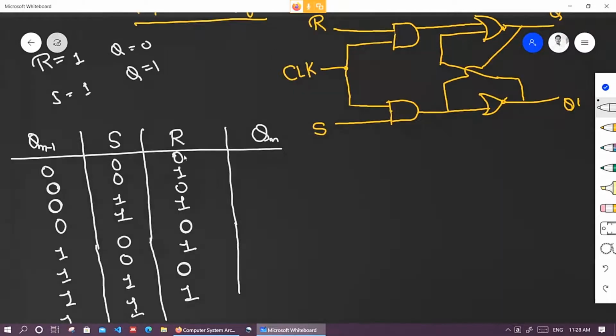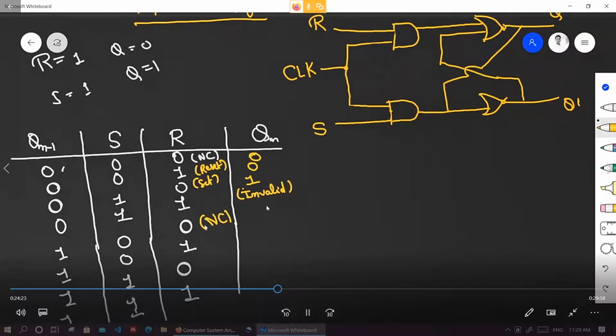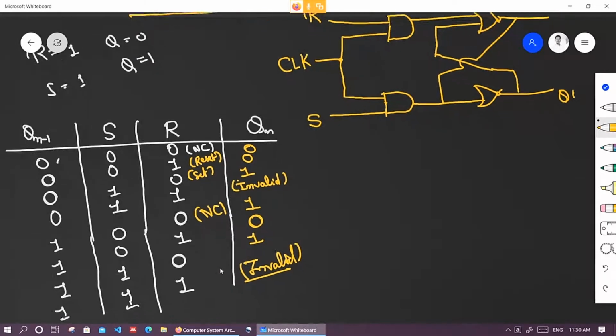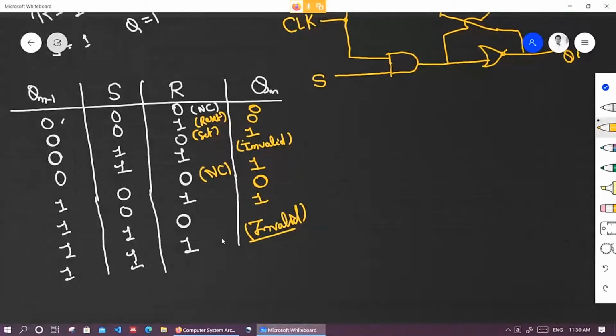Now we have what? There is no change in the state of the circuit. So let's see what 00 means: no change. So this means NC, I am writing in brief NC. For NC we will pick the previous output. Previous output was 1. 01 means what? Reset. That means we just reset the circuit. 10 means we set the circuit. And the last one is the invalid line. So this is how the truth table of this circuit is created. Sorry, this particular flip-flop has been created.